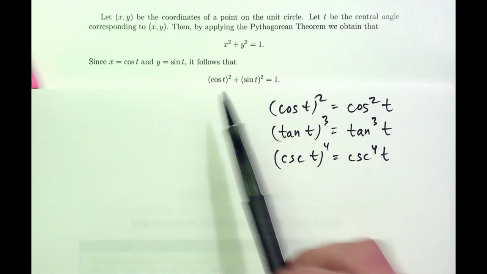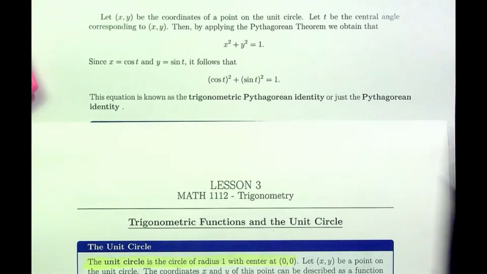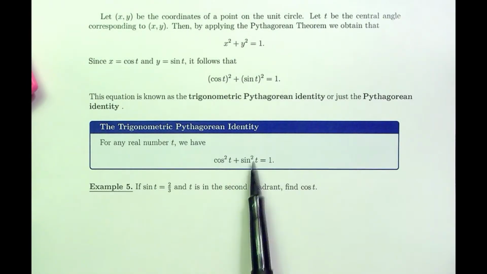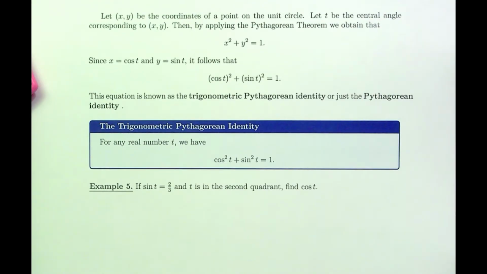So that means that instead of writing this equation like this, we would write it like this: cosine squared of t plus sine squared of t equals 1. And this is true for any angle whatsoever, okay? And this is, again, the trigonometric Pythagorean identity. This is an identity that you really have to memorize. This is a formula that is very useful for a variety of purposes.